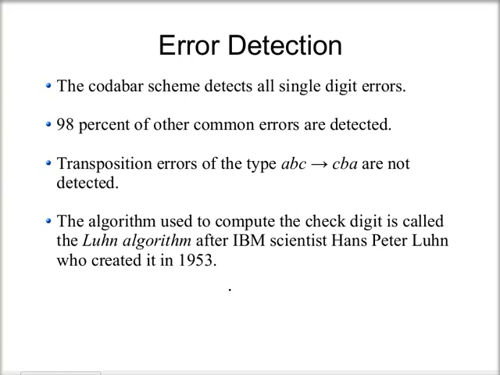And the algorithm used to compute the check digit is called the Luhn algorithm. So that's the name for the rule that we're using, and it's named after IBM scientist Hans Peter Luhn, who created it back in 1953.